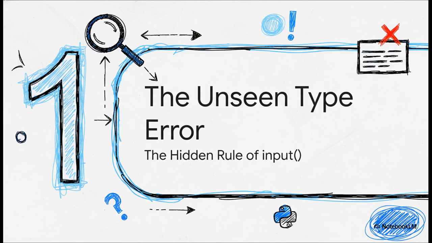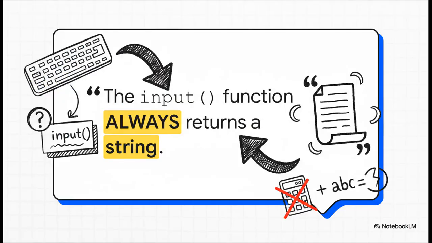What is actually causing that type error? Well, it all comes down to one single hidden rule about how the input function works. And here it is, the one thing you have to remember. The input function always gives you back a string. Always. So even if the user types the digits 25, Python doesn't see it as a number. It sees it as a piece of text, just like the word hello. And, well, you can't add the number 1 to the word hello, right? That's why Python throws a type error.